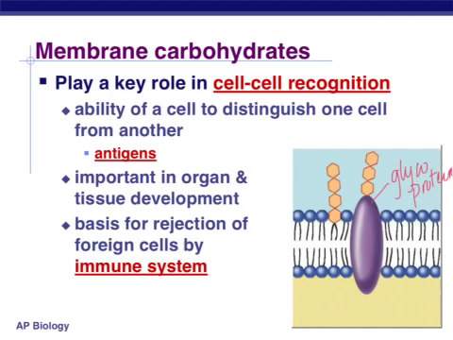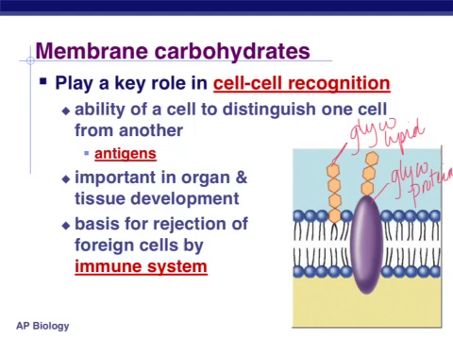And when it's attached to a phospholipid, want to take a guess at what it's called? Yes, it's called a glycolipid. Okay, so what's their job or function? It's all about cell-to-cell recognition. Because of these macromolecules being attached to these lipids and to these proteins, they allow one cell to distinguish another cell. Okay, we can tell the difference between the two.